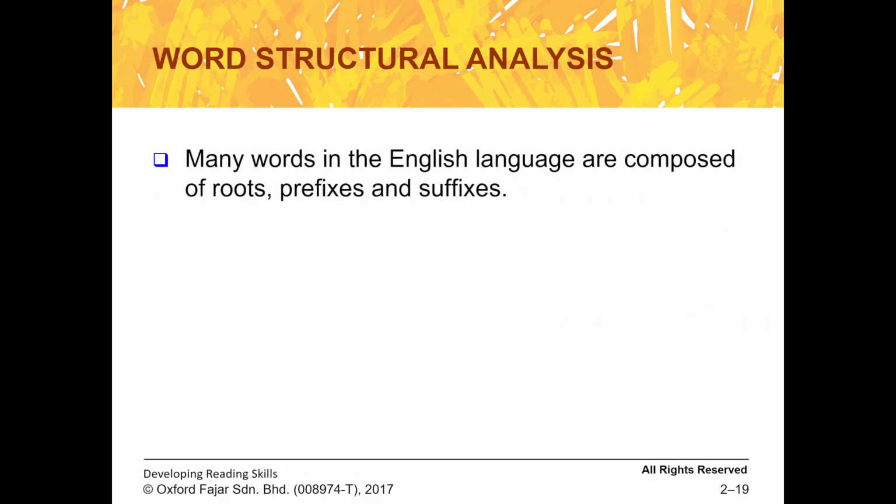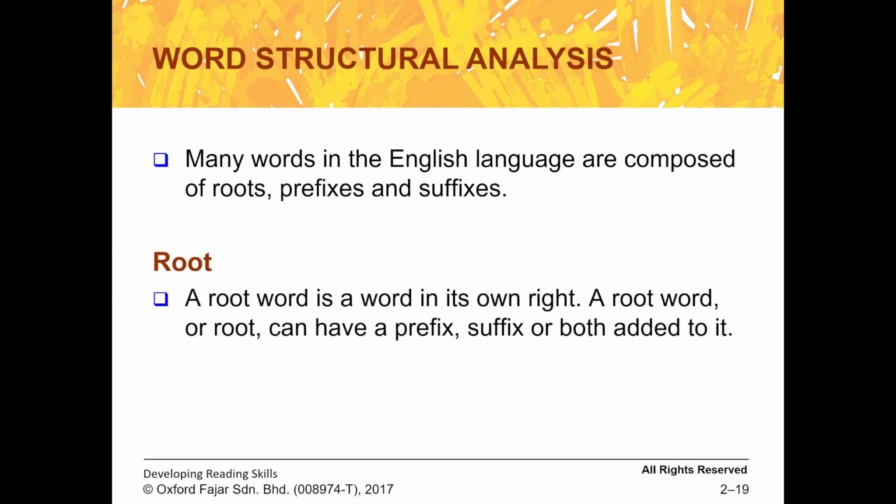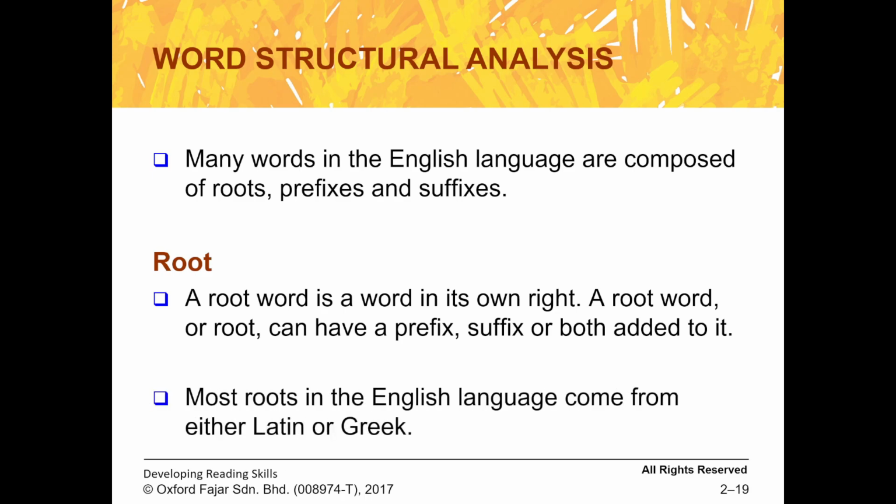So many words in the English language are composed of roots, prefixes, and suffixes. Root meaning root word, the basic form of the word. Prefixes and suffixes are additional parts you add to the root words. So for example, the meaning of root: a root word is a word in its own right. A root word or root can have a prefix, suffix, or both added to it. So most roots in the English language are from either Latin or Greek.